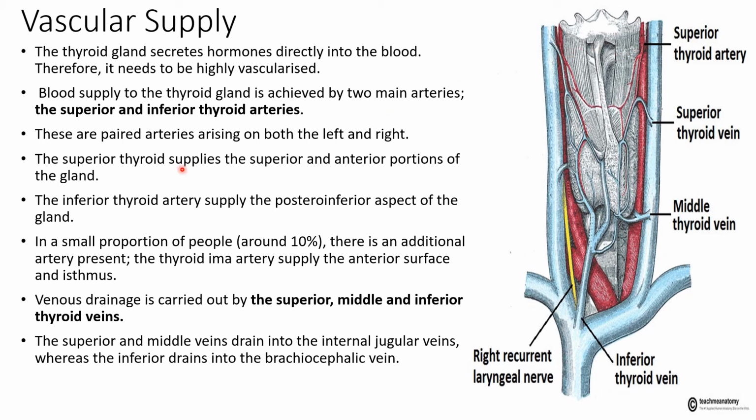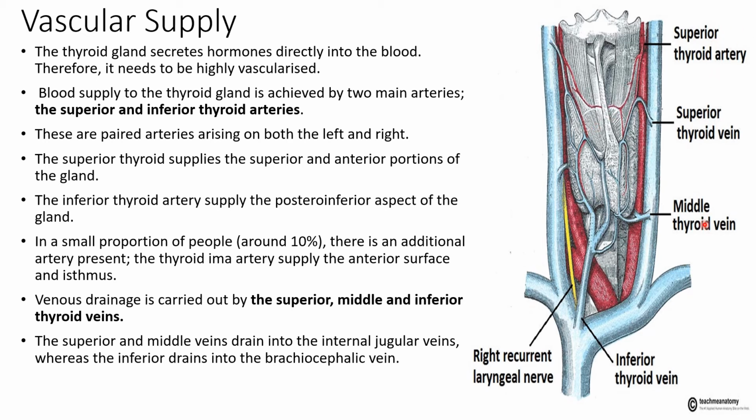The superior thyroid artery supplies the superior and anterior portion of the gland. The inferior thyroid artery supplies the posterior inferior aspect of the gland. In around 10% of people, there is an additional artery called the thyroidea ima artery. It supplies the anterior surface. The venous drainage is by the superior, middle and inferior thyroid veins.